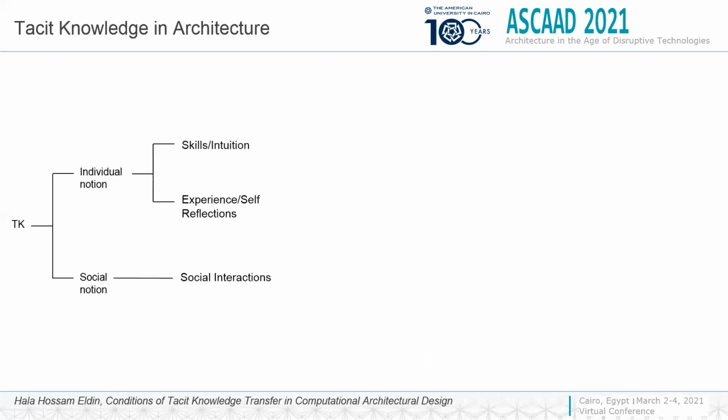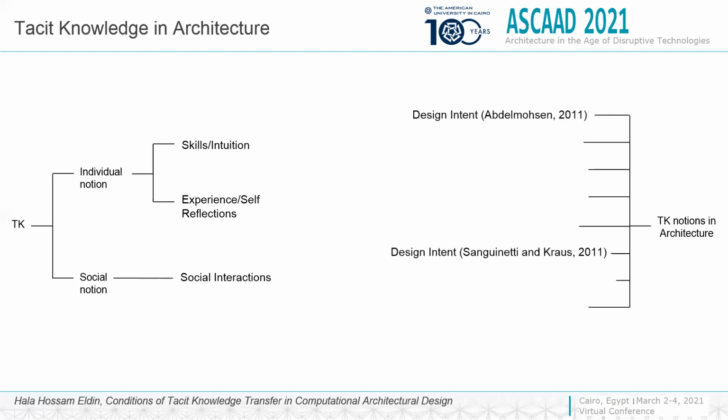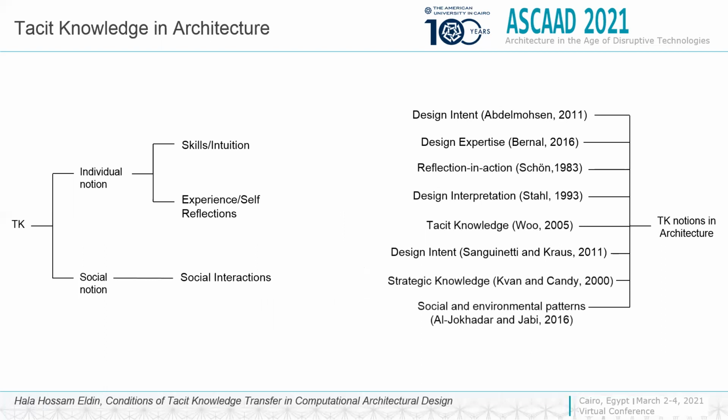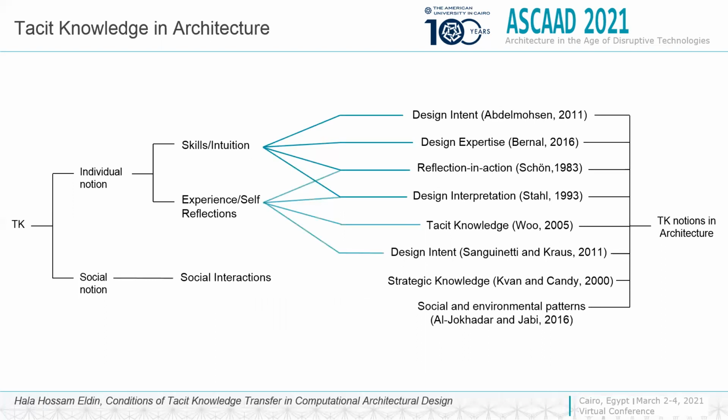Understanding what tacit knowledge means, tacit knowledge in architecture was referred to in different terms, such as design intent, design expertise, and reflection in action. It was noticed that most of the studies that were interested in tacit features within design computation were generally focused on the individual notions of tacit knowledge. Fewer studies, however, were interested in the social notion. This indicated that the computational support of tacit knowledge in design, especially the social aspects of it, needed more investigation in the architecture field.